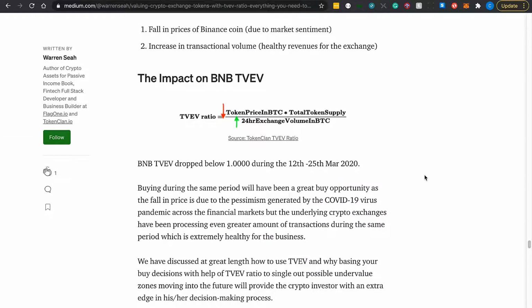Using the TVEV ratio empowers you to have an extra edge when you are planning to accumulate more crypto assets and allows you to identify great opportunities of value buy when fundamentally the crypto exchange is raking in healthy profits, despite the gloomy global economy outlook. As great a tool as I might have pointed out the TVEV ratio to be, it has its cons as well.